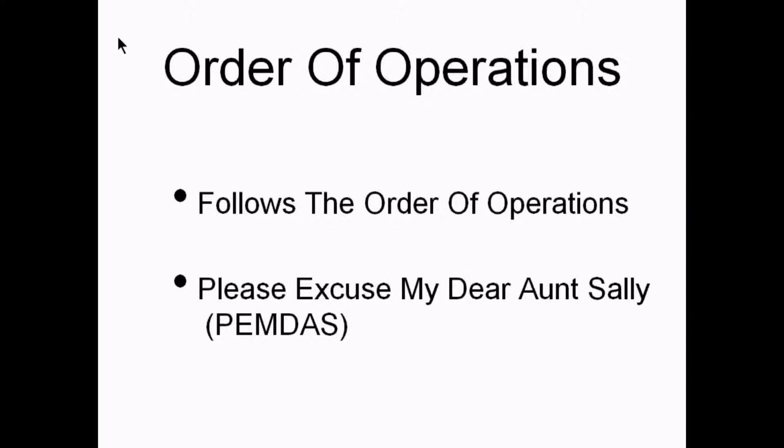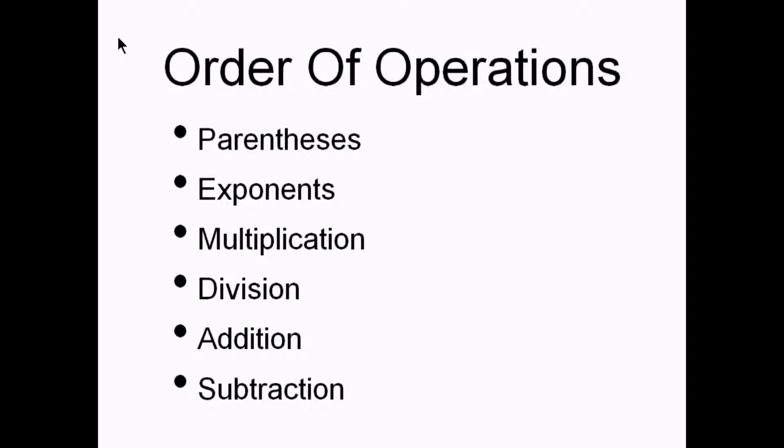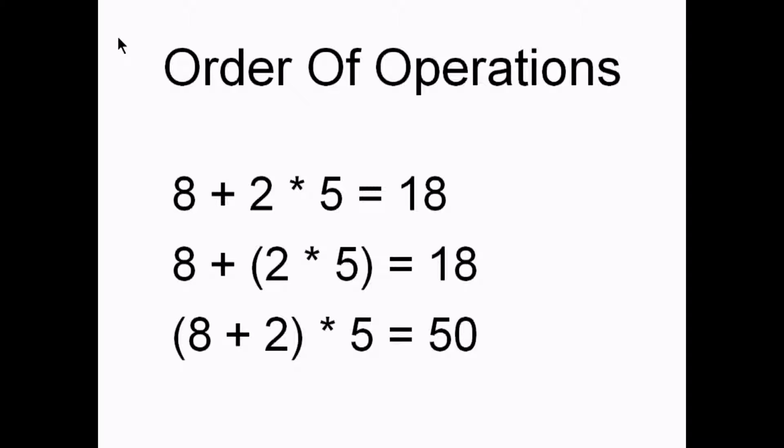Excel follows the order of operations. This is sometimes taught as, "Please excuse my dear Aunt Sally" within American schools. The order of operations are as follows: parentheses, exponents, followed by multiplication and division, and finishing with addition and subtraction. As you can see, the answers of these three calculations vary depending upon the order of operation.